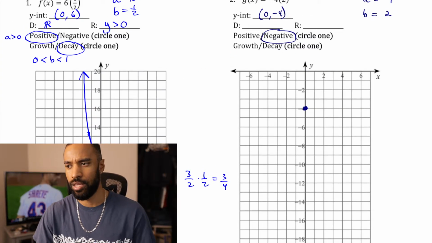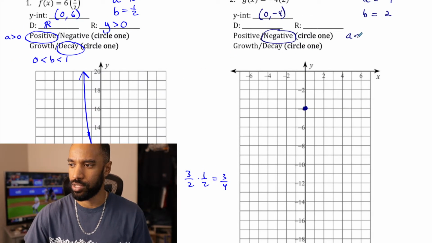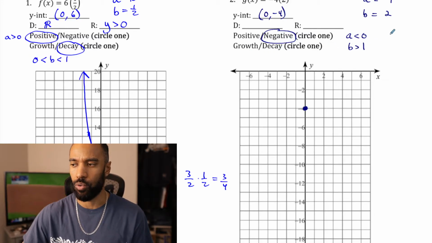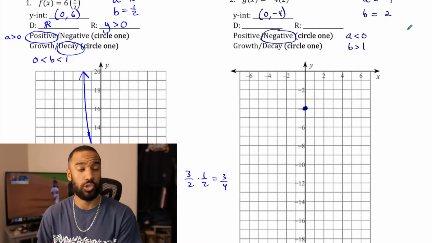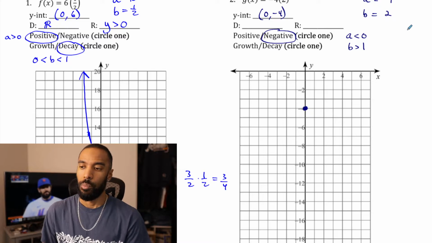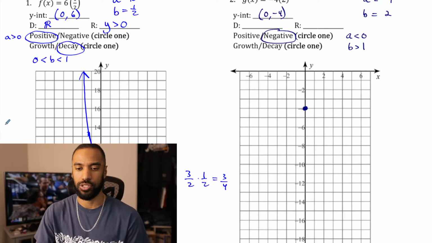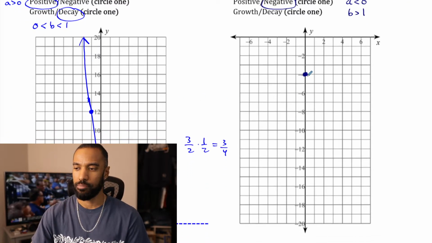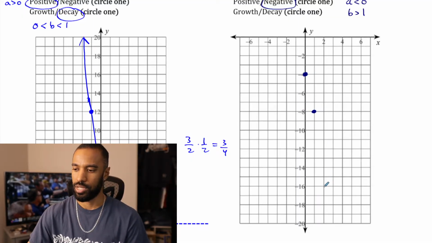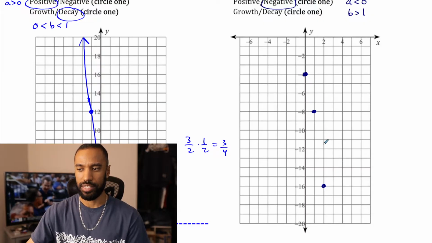Now, is this growth or decay? Well, hold on. A is less than 0 here. Is it growth or decay? Well, the b value is greater than 1 here. This time we're multiplying by 2 over and over. And you'd think that's growth, and it is. But look at what happens when we graph this. Just be careful. -4 times 2, as x increases by 1, is -8. -8 times 2 is -16. And you can see that we're going down.